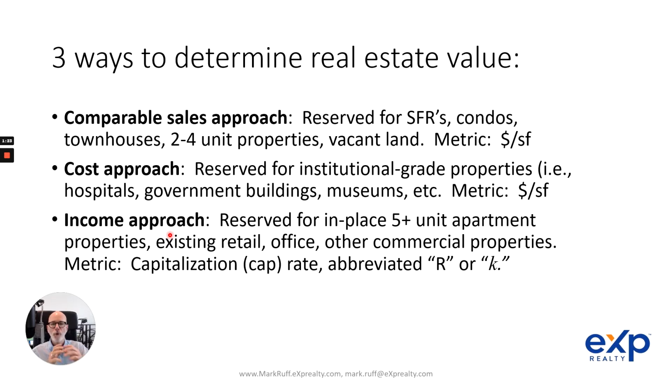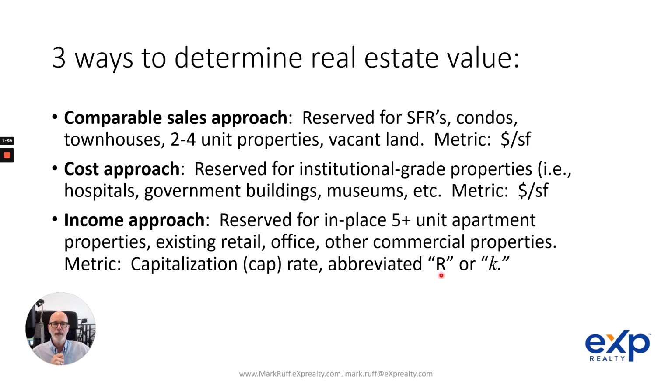And this is reserved for apartment properties that consist of 5 or more units. Recall that for the 2 to 4 unit properties, we use the comparable sales approach. But for 5 units or more, we use the income approach. And that's usually because of the financing scenario that I'll reserve for a later presentation. All right. But the income approach is reserved for 5 or greater unit properties, existing retail, office, and other commercial property types. And the metric that we use to determine value using the income approach is the capitalization rate.